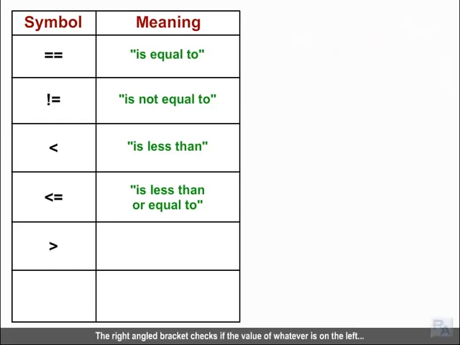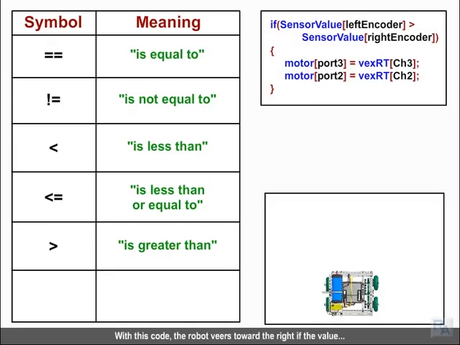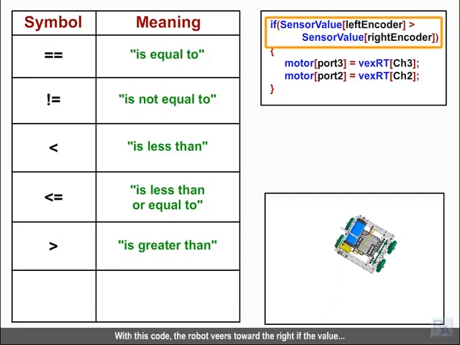The right-angled bracket checks if the value of whatever is on the left of the operator is greater than the value of what is on the right. With this code, the robot veers toward the right if the value of the left encoder is higher than the value of the right encoder.